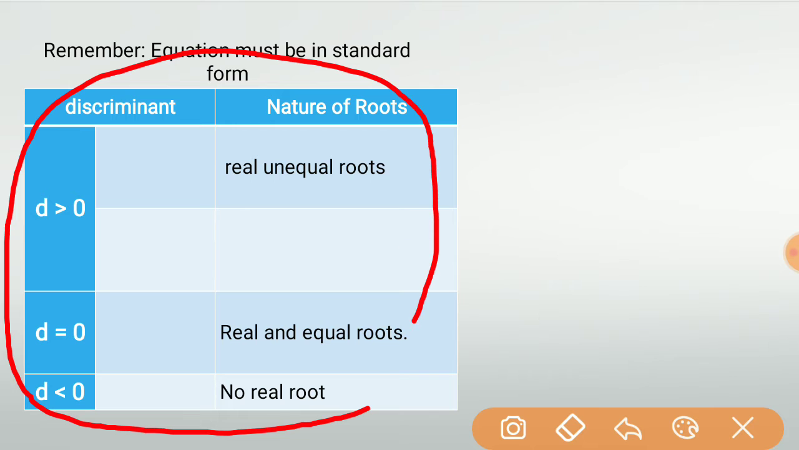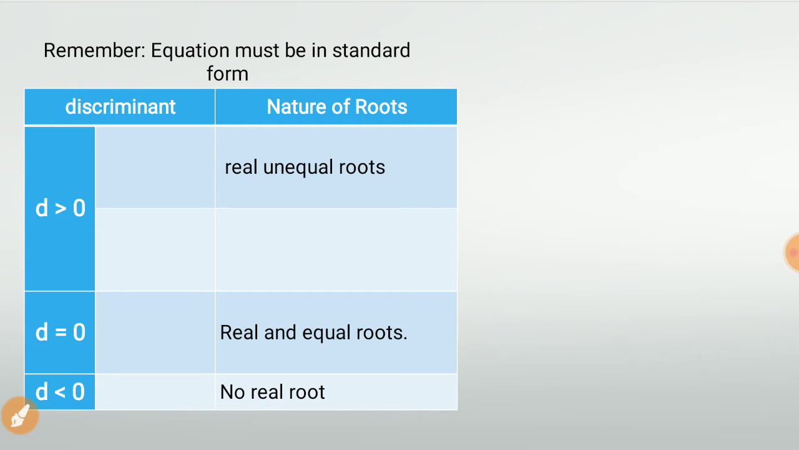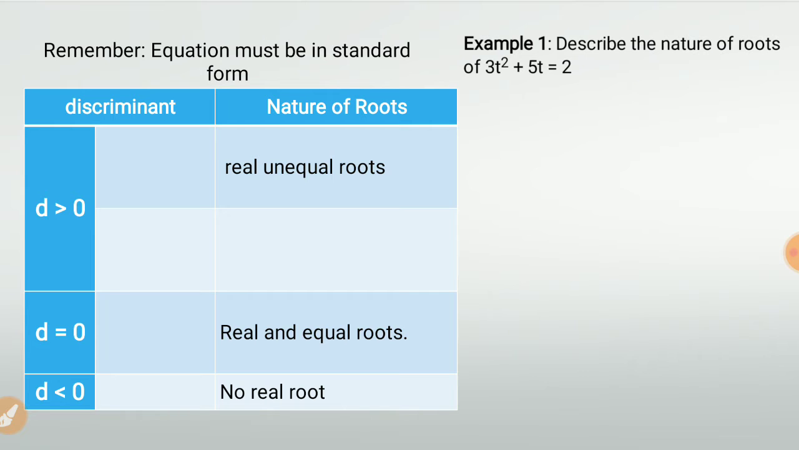This table is the same as the previous table, where we have three natures of the root: real and unequal, real and equal, and no real roots. These are three natures which we need to remember. I'll take one example. First example, describe the nature of roots of 3t square plus 5t equals 2.